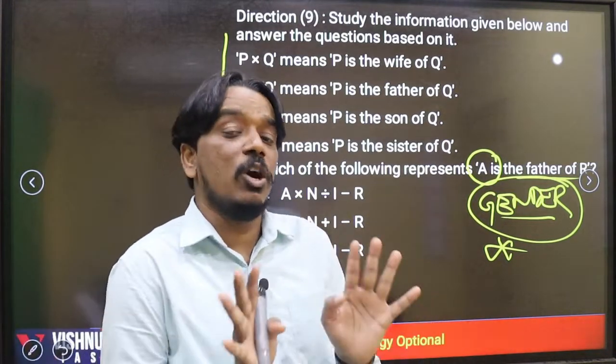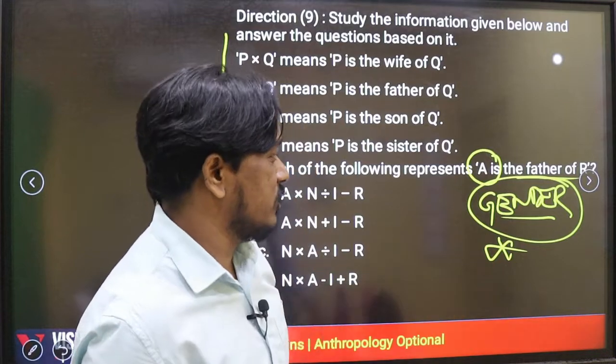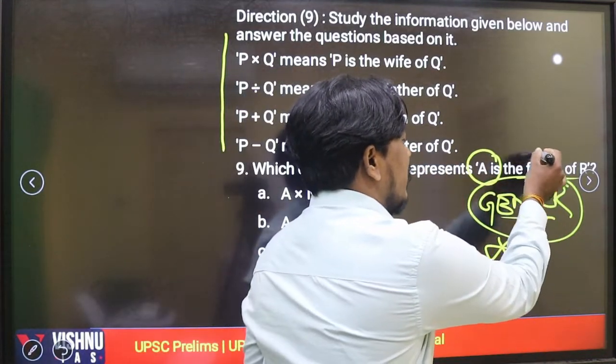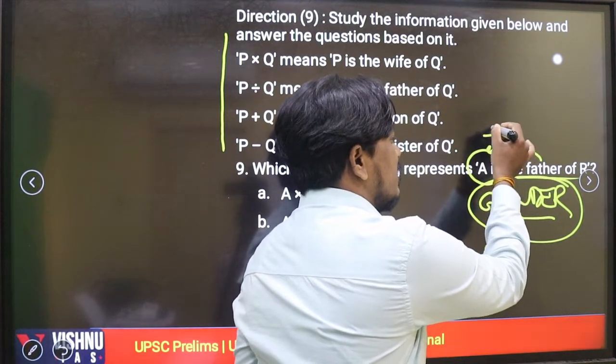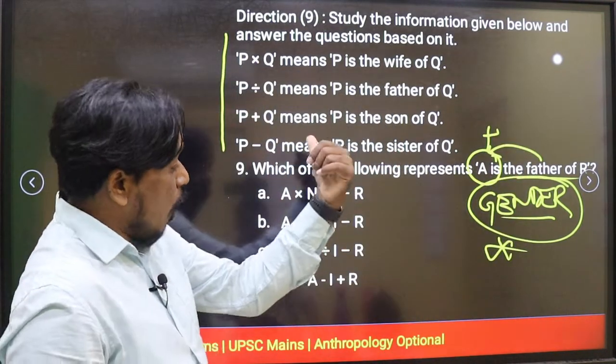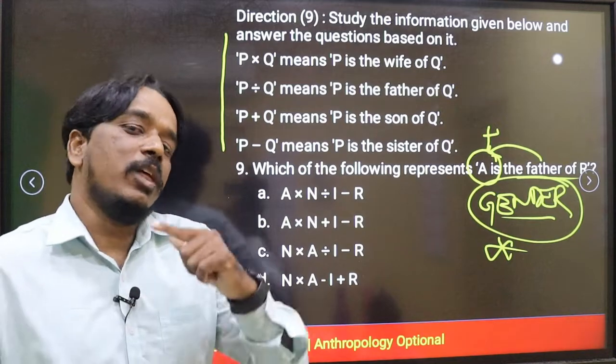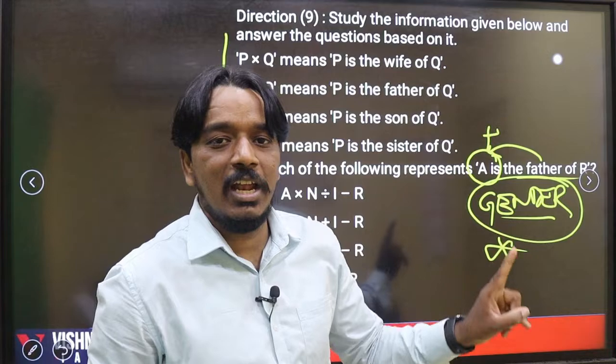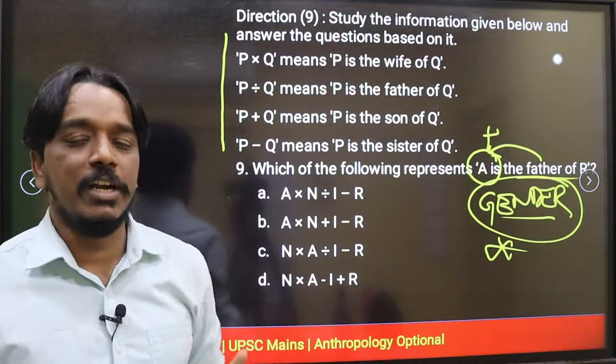What gender do we know here? Without drawing any family tree, we have to answer. What is the gender of A? Definitely a father. Who is the father here? A is the father. A is male. In which option A is a male, that option may be right. In which option A is a female, that is eliminated. This is the gender technique.